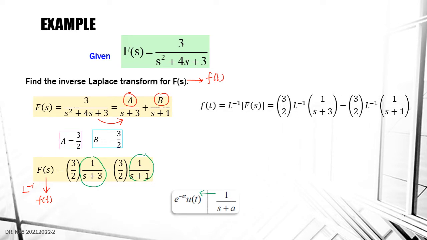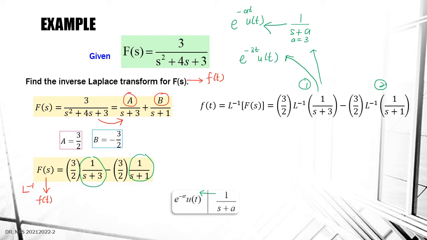Okay, so perform the inverse Laplace transform on both sides. Okay, the first one and the second one. So compare with the given equation, in this case 1 over s plus a, so your a in this case is equal to 3. Therefore, since your a is positive 3, this one will produce e to the negative 3t, u(t).